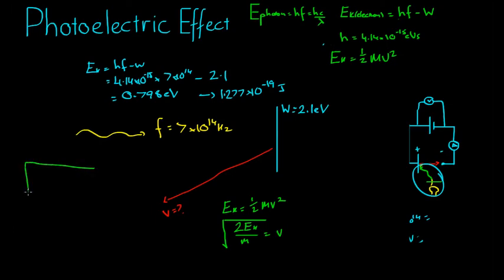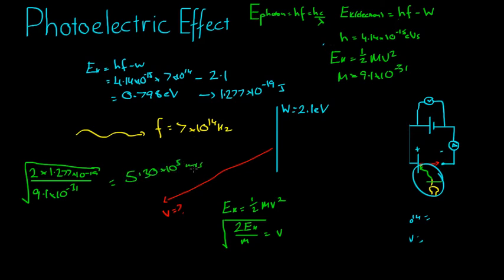Let's plug in all the values we know. 2 times 1.277 times 10 to the negative 19 over the mass of the electron, which is 9.1 times 10 to the negative 31, that's given, all under a square root, we have 5.30 times 10 to the 5 meters per second. And this is an example of combining the photoelectric equations with simple energy equations for motion.